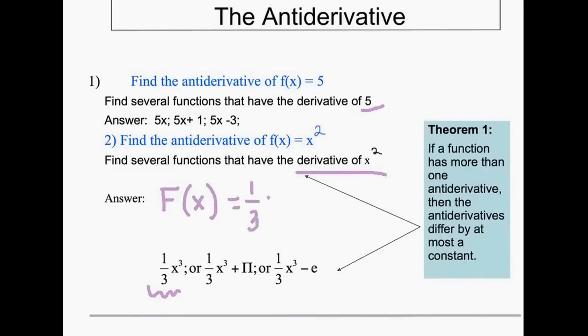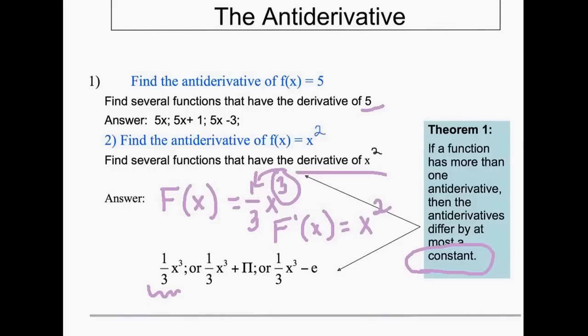Again, think of our function 1/3 x cubed. If we move through our derivative rule for polynomials, we know that we would bring down our exponent, multiply it by our coefficient, and reduce the power on our exponent by 1, leaving us with a derivative of x squared. We're going to learn how to go backwards in just a minute, but I want you to pick up from this slide that what is differing at most is a constant.